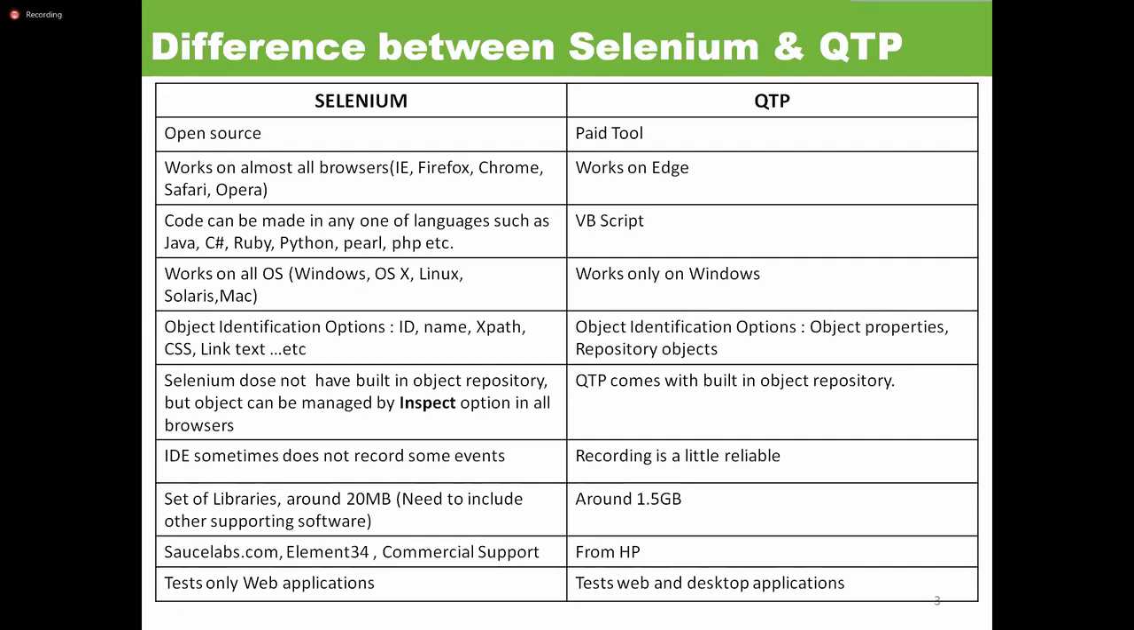So one I will mention as open source, and the other I will mention as a paid tool. To work with QTP, the client needs to invest some budget for taking the license, and then start working with the tool. So the first major advantage of Selenium is that it is an open source tool, but QTP is considered a paid tool.